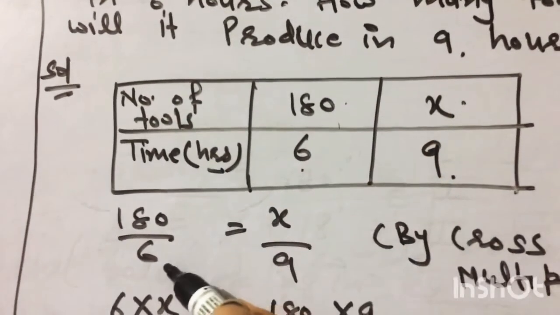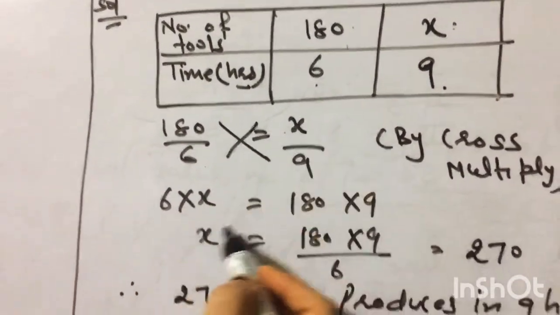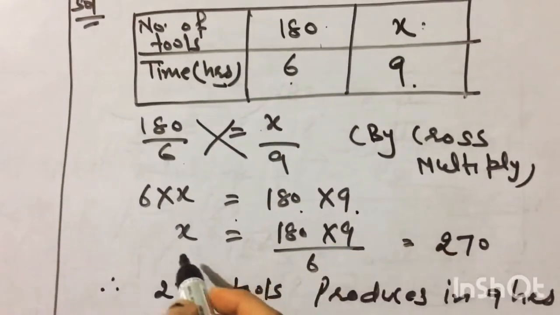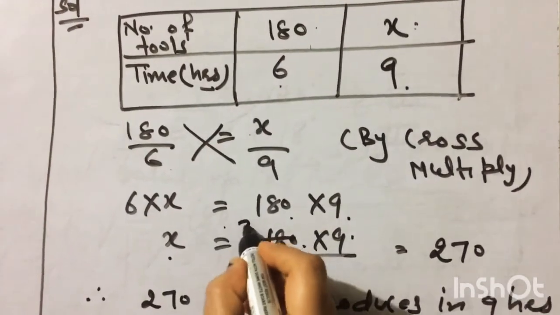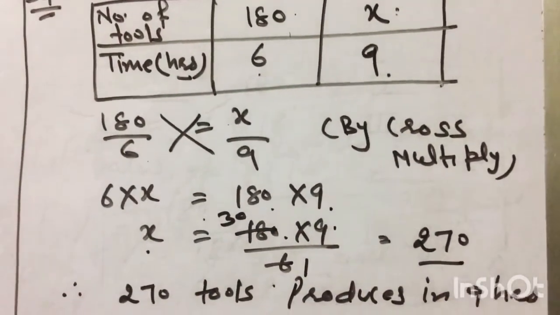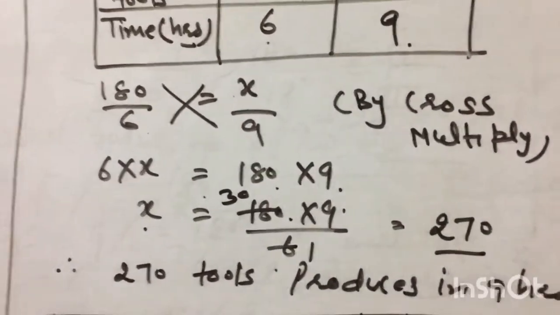So 180 by 6 equals X by 9. By the cross multiply method, 6 into X equals 180 into 9. X equals 180 into 9 by 6. Cancel it: 30 into 9 is 270. So the answer is 270. 270 tools are produced in 9 hours.